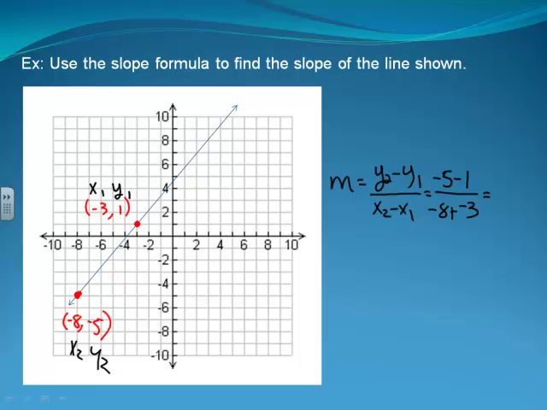Okay, double negative is adding a positive. So negative 5 minus 1 is negative 6. Negative 8 plus 3, because I changed that double negative to a positive, is negative 5. And negative 6 divided by negative 5, negative divided by negative, is a positive 6/5. Does it make sense that it's a positive number? If you look at the line and as you trace it left to right, notice it does go up or it increases. If the line goes up or increases, it will have a positive slope, and it does.